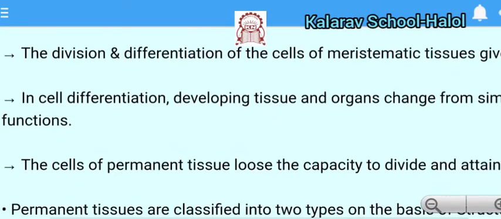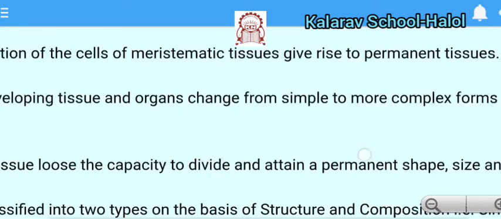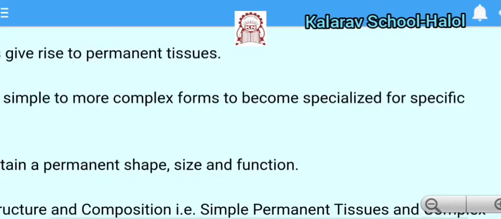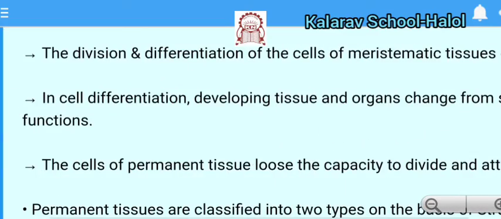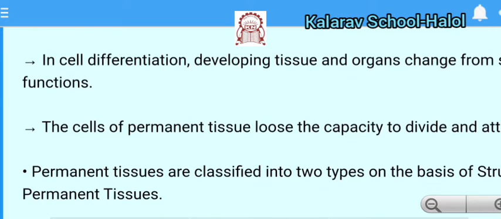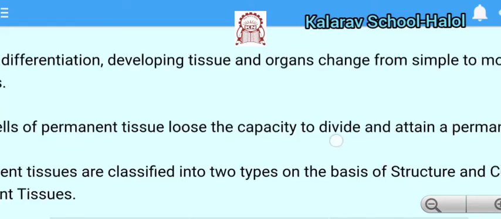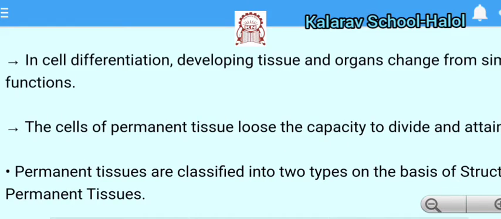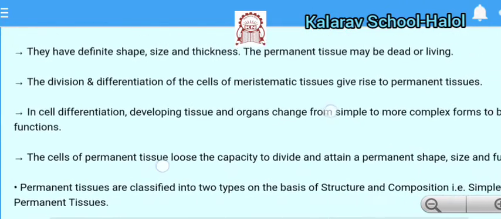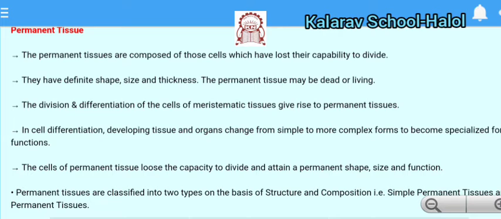In cell differentiation, developing tissues and organs change from simple to more complex and become specialized for a specific function. So the cells of permanent tissue lose the capacity to divide and attain permanent shape, size and function. Permanent tissues are the tissues which have definite shape and thickness. They may be dead or living. They are composed of cells that do not divide again. They change from simple to complex tissue by specialized function.